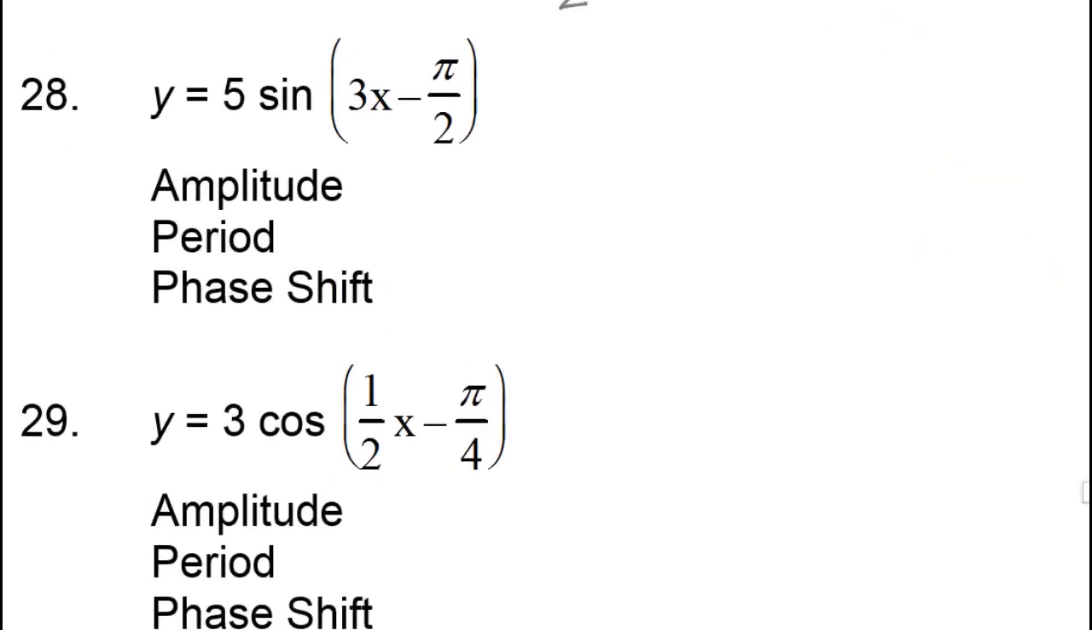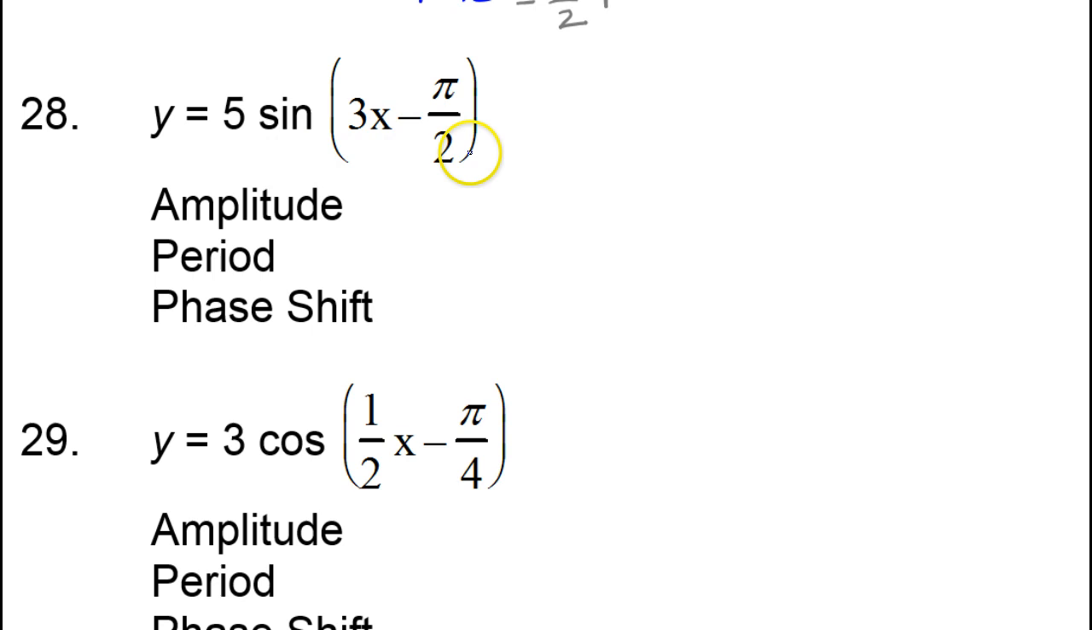Okay, let's keep going. Alright, now we're getting back to the more challenging problems again. Before I can really even read this graph properly, this equation, I have to be careful. I have a B value, and then I have some type of a phase shift. But guess what? The phase shift will not be pi over 2. I have to factor out the 3.